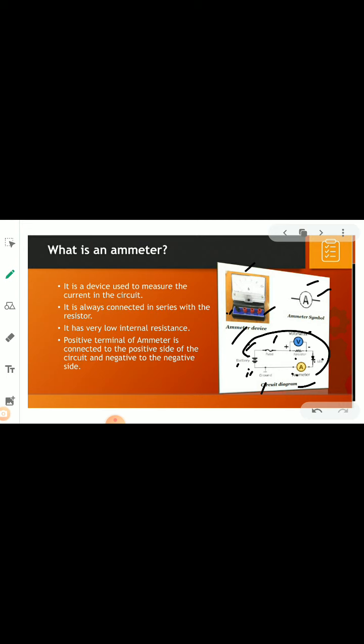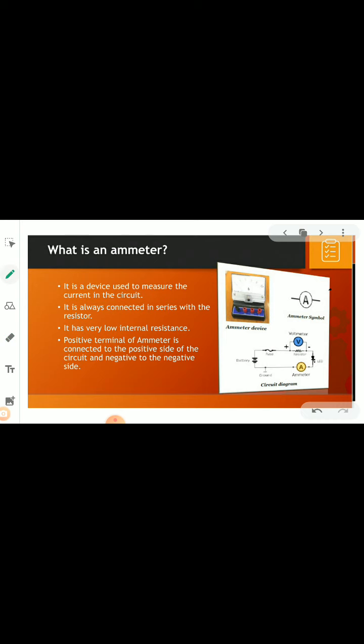One end of positive end is connected to the one end of the resistor, and the other end of ammeter is connected to the other end of the resistor. That means end-to-end connection is given, then we call it as series connection. So ammeter is always connected in series with the resistor, and it is having low internal resistance. Positive terminal of ammeter is connected to the positive side of the circuit, and negative terminal is connected to the negative terminal of the battery. So you have to remember this part always.